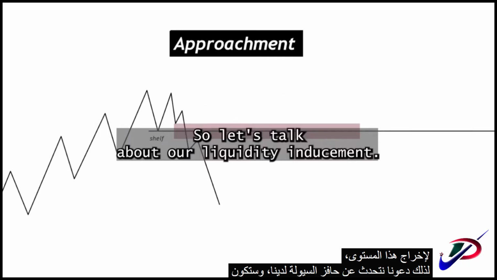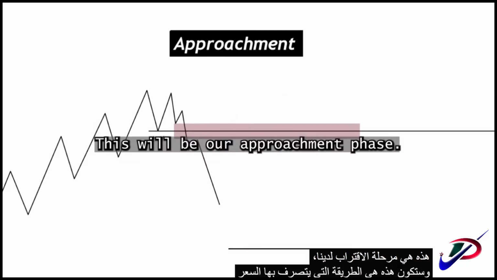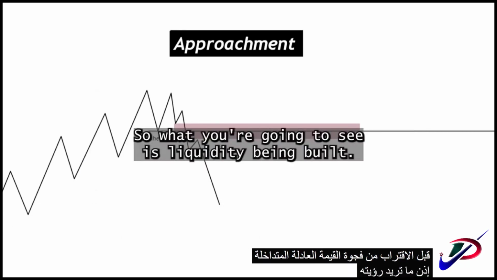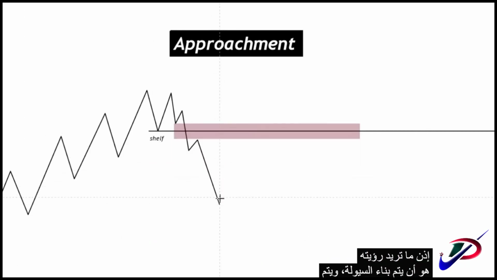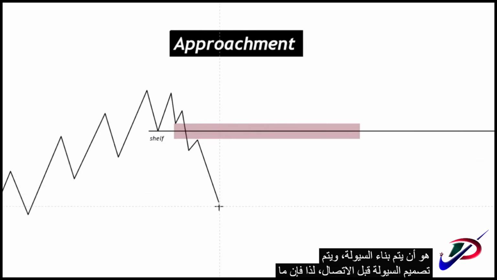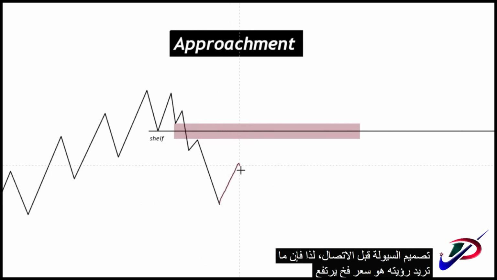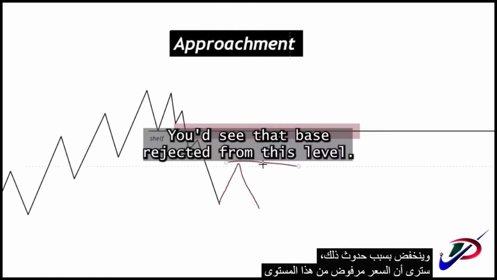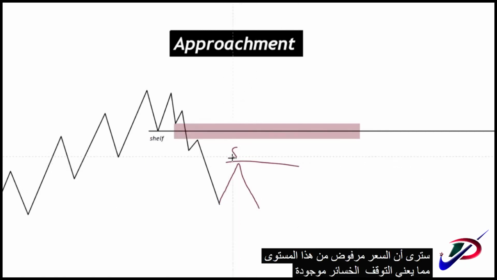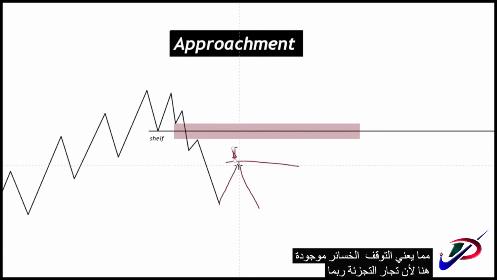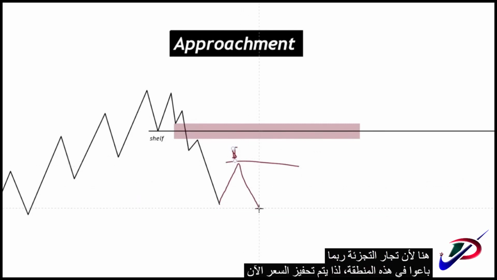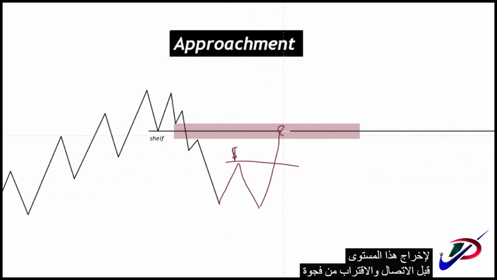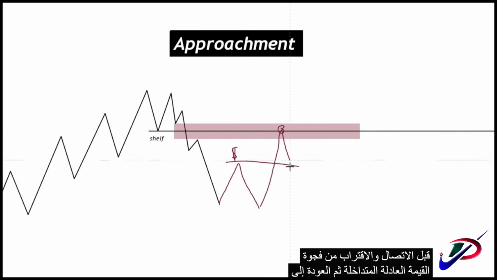So let's talk about our liquidity inducement. This will be our approachment phase. This will be the way price behaves prior to approaching our overlap fair value gap. So what you want to see is liquidity being built, liquidity being engineered prior to the contact. So what you want to see is a trap. Price comes up and drops down. By this happening, you'd see that price rejected from this level. That means the stop losses are right here because retail traders might have sold in this area. So now price is incentivized to take this level out before contact and approach your overlap fair value gap and then drop back into the range.